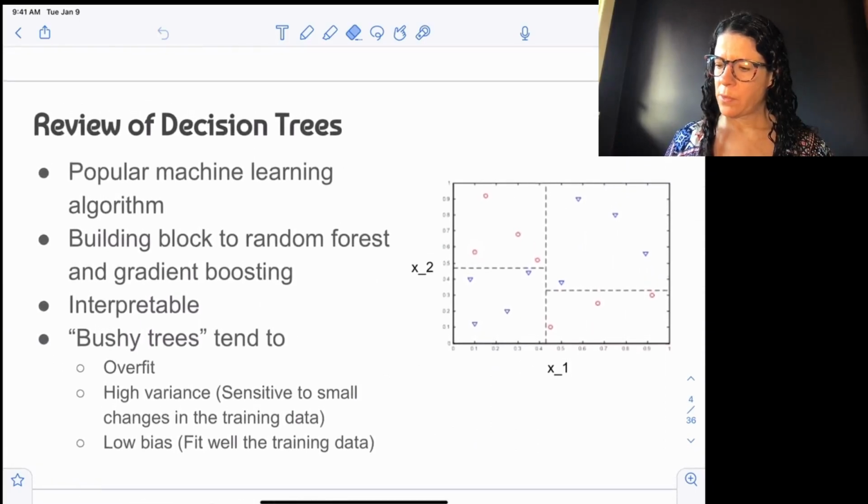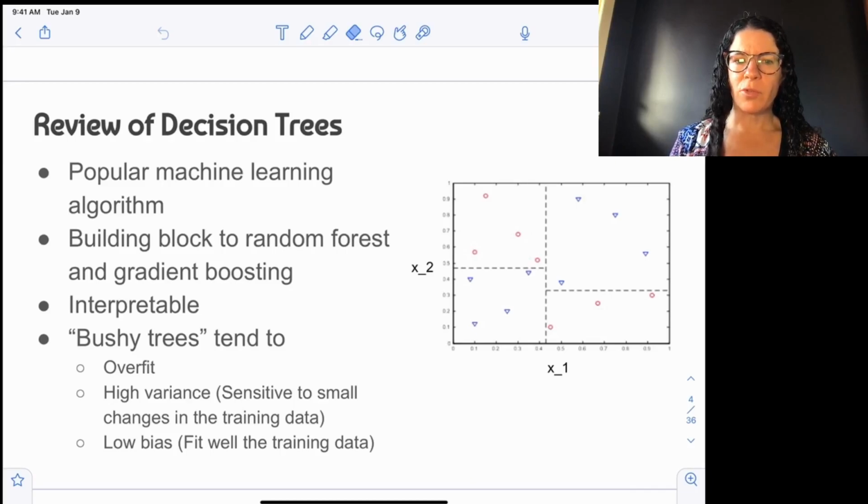At this point, I'm assuming that you took a previous class in which you talked a lot about decision trees, but I'm going to introduce them just in case, to refresh your ideas. Decision trees are a very popular machine learning algorithm. It's the building block for random forest and a lot of the gradient boosting algorithms.